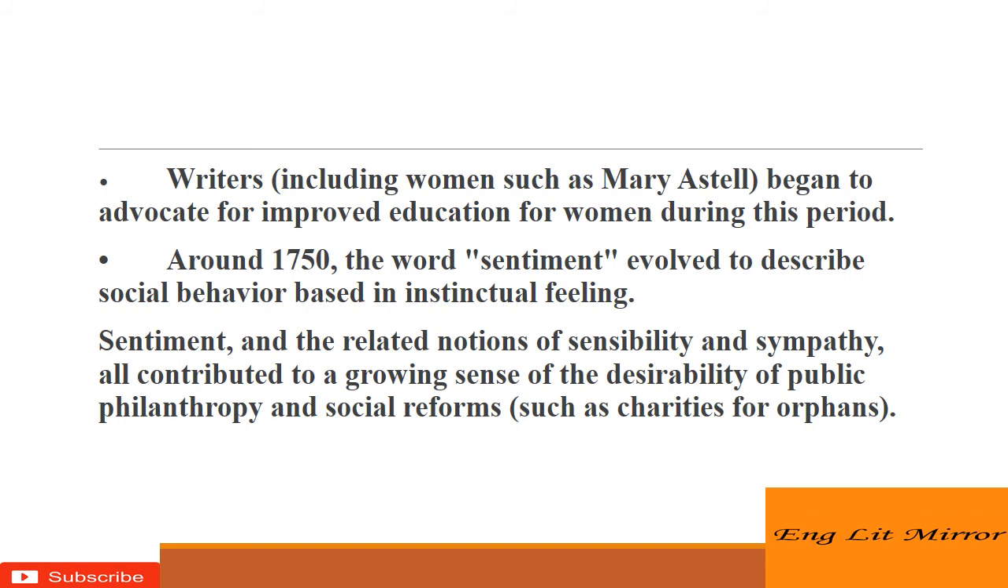Writers, including women such as Mary Astell, began to advocate for improved education for women during this period. Around 1750, the word sentiment evolved to describe social behavior based in instinctual feeling. Sentiment and the related notions of sensibility and sympathy all contributed to a growing sense of the desirability of public philanthropy and social reforms, such as charities for orphans.